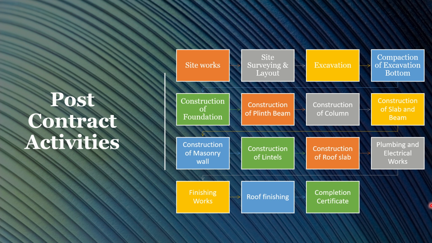So the post-contract activities include site works, site surveying and layout, excavation, compaction of excavation bottom, that is the soil, construction of foundation, construction of plinth beam, then construction of column, then construction of slab and beam, then construction of masonry wall, then lintels, followed by roof slab. Then comes all the plumbing and electrical works, and then the finishing works and roof finishing and the completion certificate. So let's discuss all these steps one by one in detail.